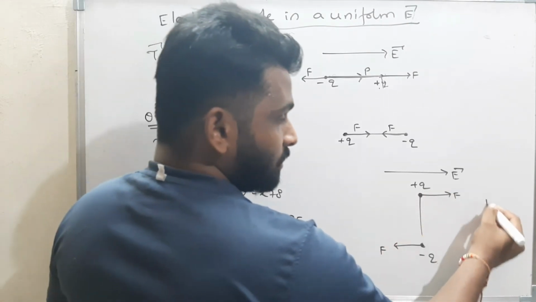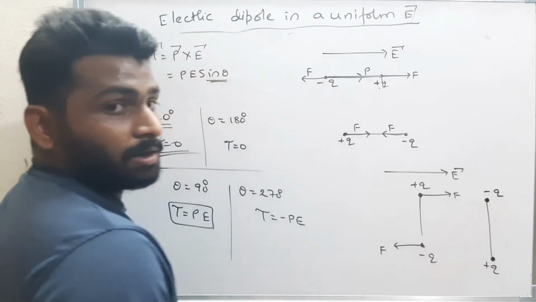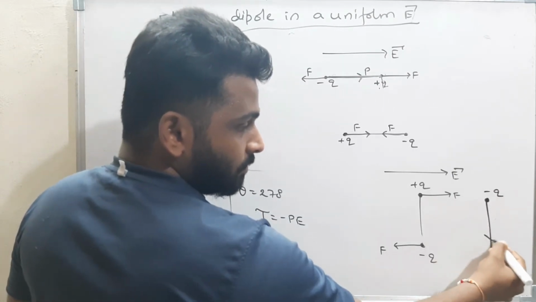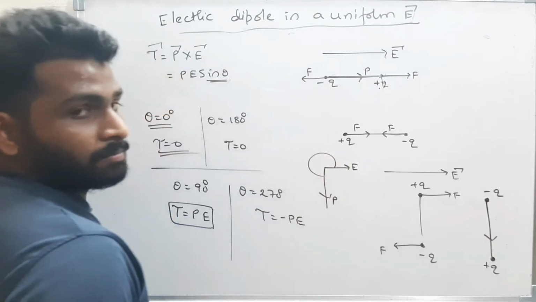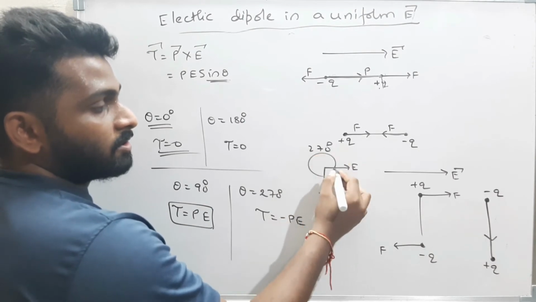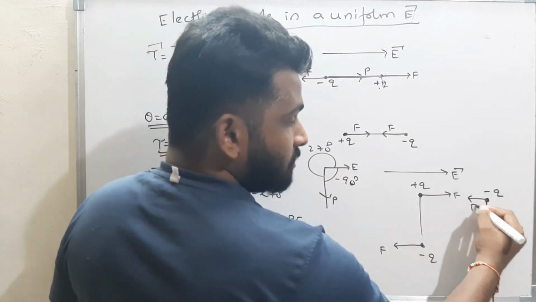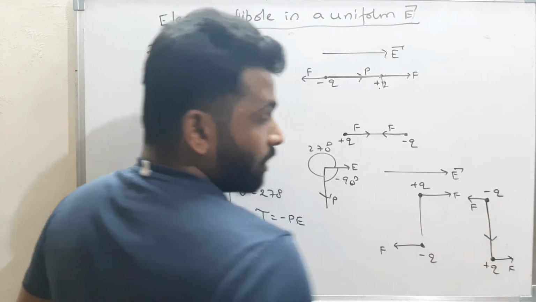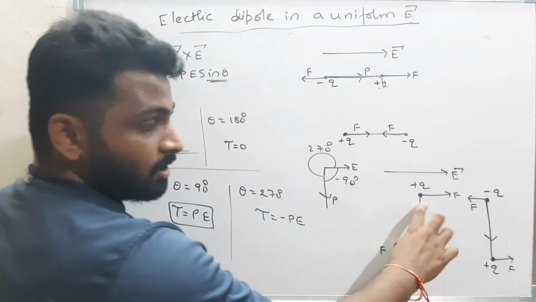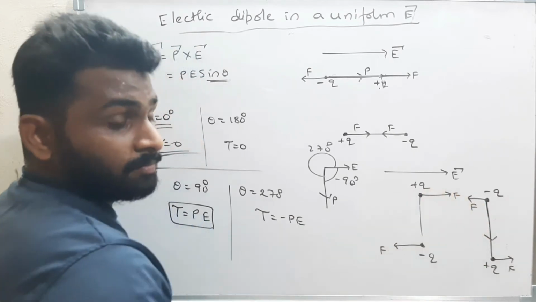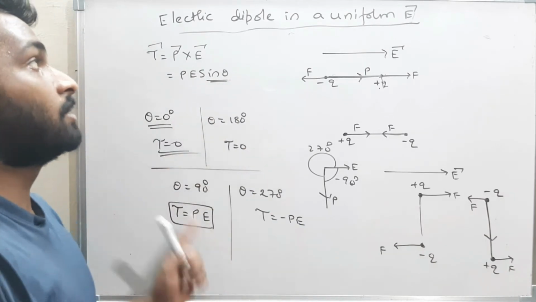Now, by chance, if this is a dipole, plus Q, minus Q, then this is the dipole direction and this is the electric field direction. What is the angle? The angle is 270 degrees, or it is minus 90. What is the force? On this minus Q, the force is in this direction. On this plus Q, the force is in this direction. Now the dipole will rotate in this direction, therefore negative, minus pE. In this condition, the dipole will rotate clockwise. Here, anti-clockwise. Therefore positive, negative. I think this is clear.